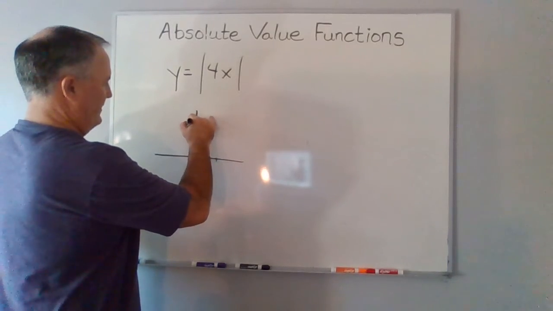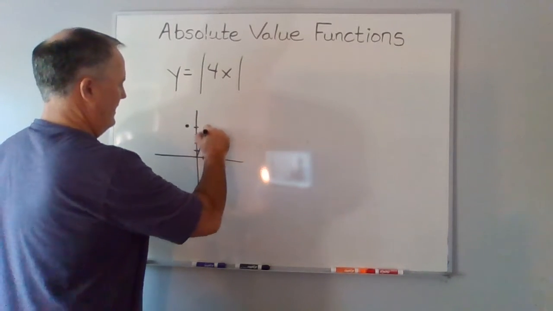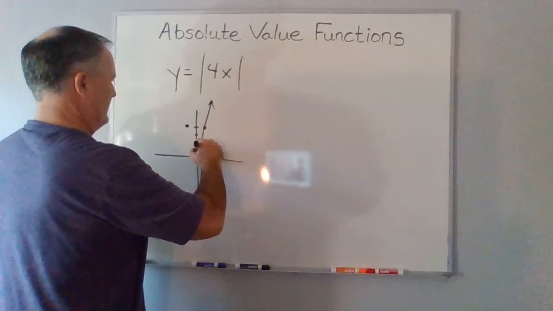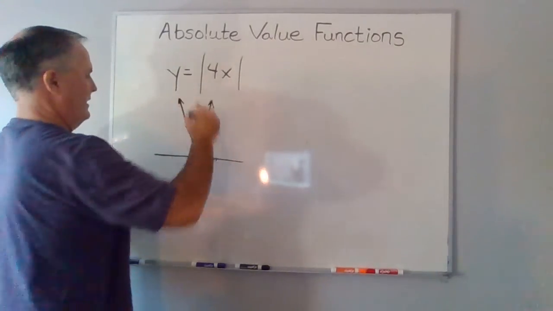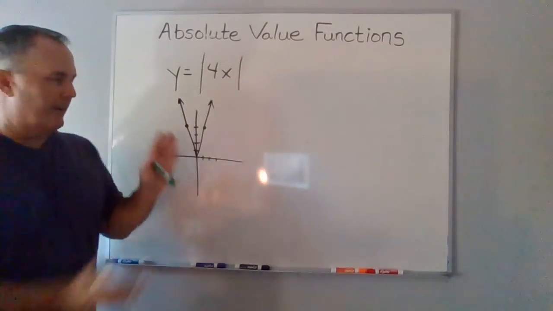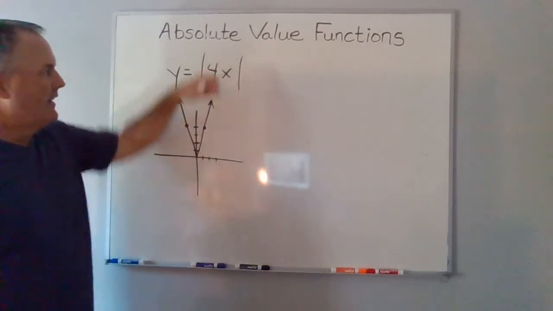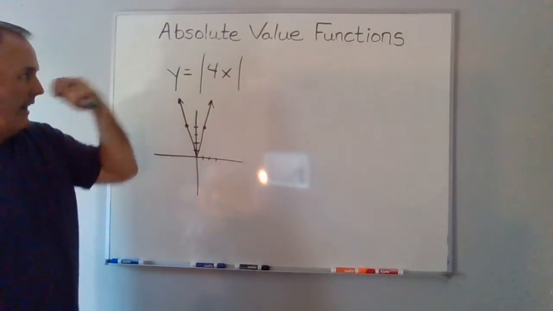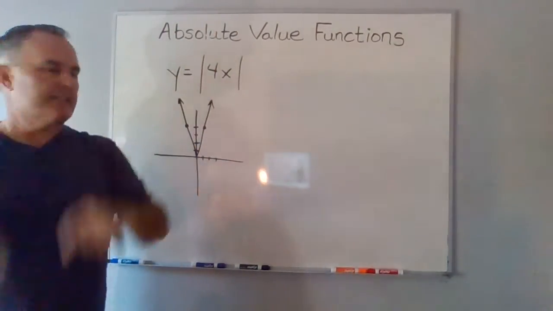And these V's are symmetrical. So it'll make it a taller V. Not a regular V, a taller V. Because it's a whole number. And the bigger the number, the taller it gets.